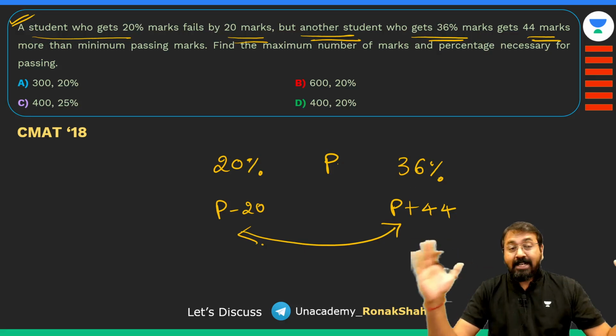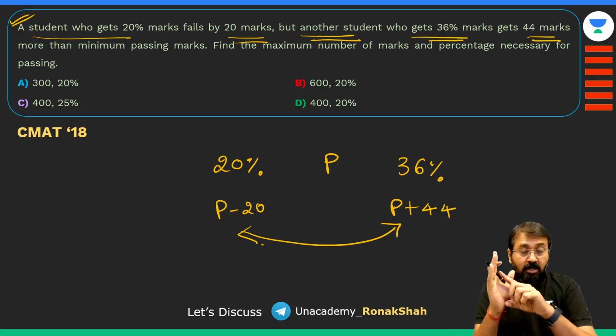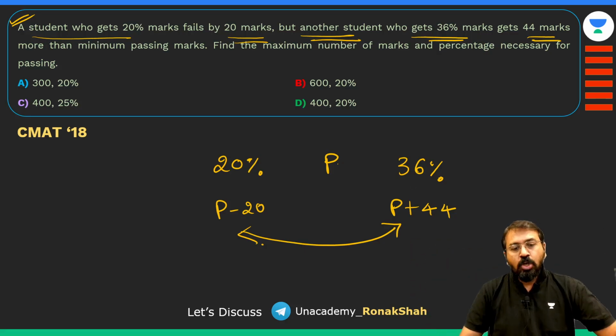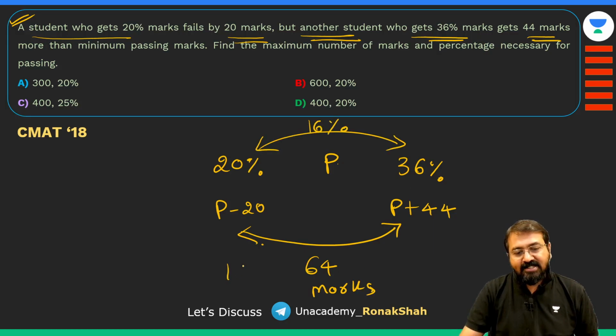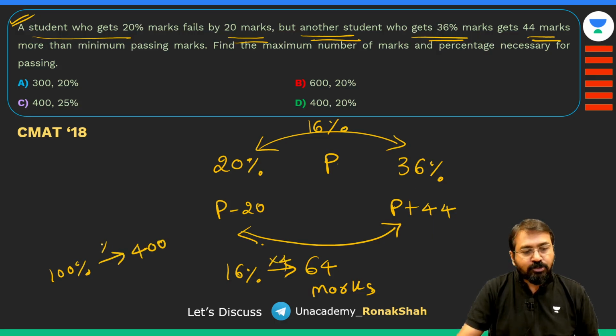So can I say it's minus 20 plus 44? The complete gap is 64. So yes, this is 64 marks. And in terms of percentage, this difference is 16%. So you can straight away say 16% is 64. So 100% should be 400 because this is 4 times. So our answer should be 400.